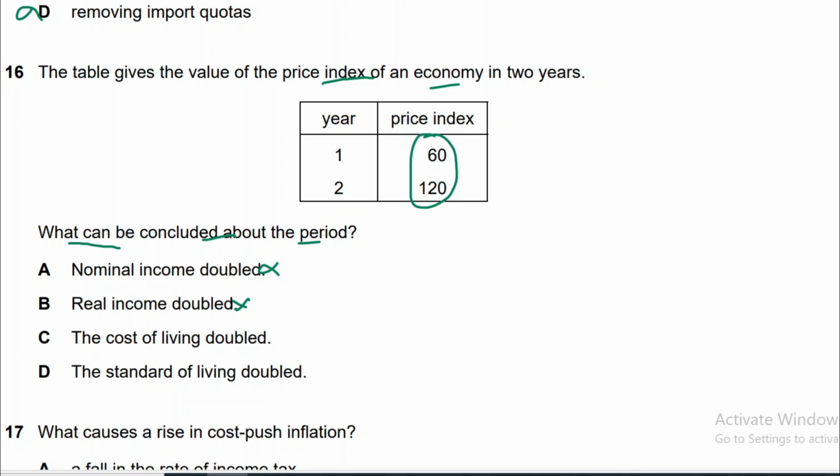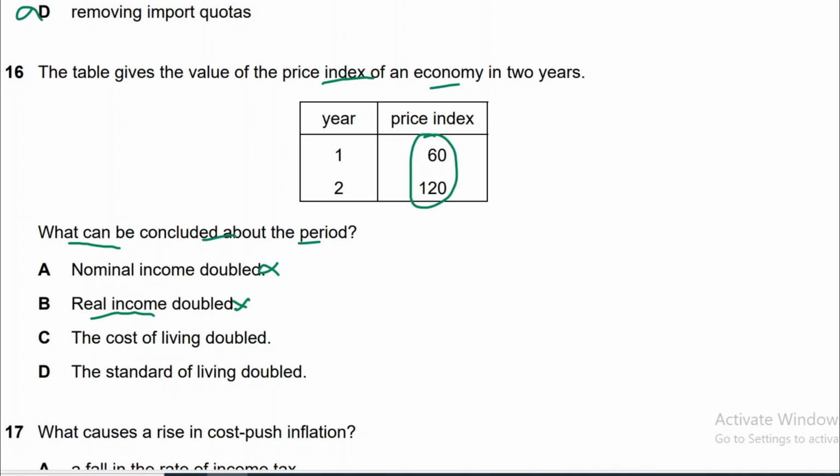For a change in real income, we must know the income of the person, or the individuals in a society or an economy as well. So we don't know what the income was, whether it doubled from year 1 to year 2 or not. So we cannot choose this option either.